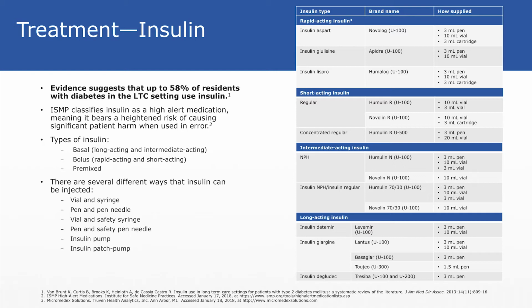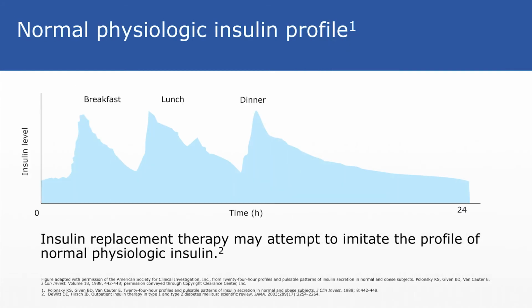This graph represents normal physiologic insulin levels over the course of a day in a person without diabetes. You can see 3 peaks, which represent an increase in insulin levels in response to breakfast, lunch, and dinner.